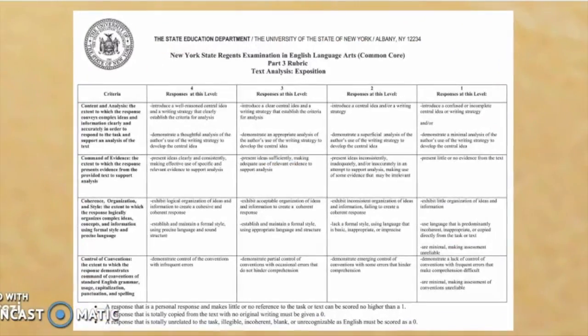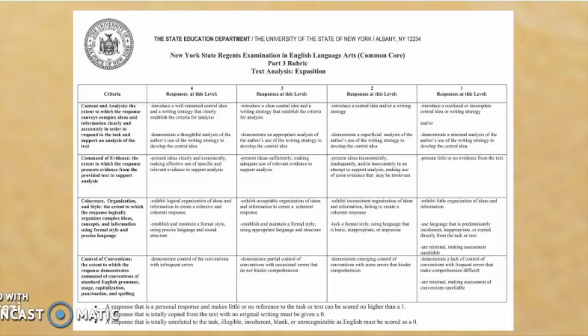What you're looking at right now is the New York State Regents Examination Part 3 rubric. As you can see, this is a 4-point rubric. If you look at the left-hand column where it says criteria, you can see that you will be graded based on content and analysis, command of evidence, coherence, organization, and style, as well as control of conventions. Take a few moments now to look at the criteria needed to score a 4.